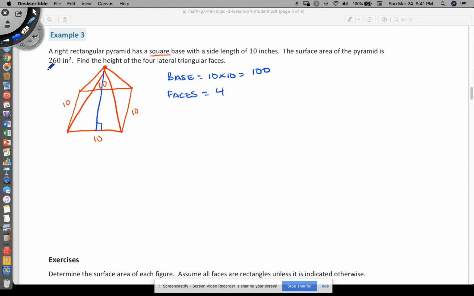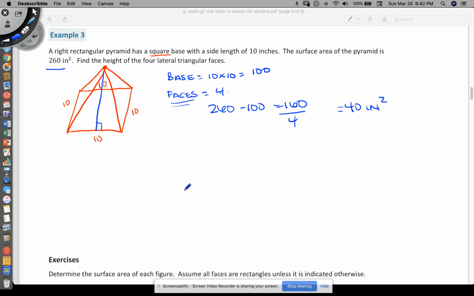So they said that it came out to 260 square inches. So we're going to take that, before we do the 4 faces, let's do the 260 minus 100, and that gives me 160. Okay, so that's dealing with just the faces here. If the total is 260, we take out the base, we're left with 160. So now since I have 4 faces, I can divide this by 4. And that will give me 40 inches squared just for the faces.